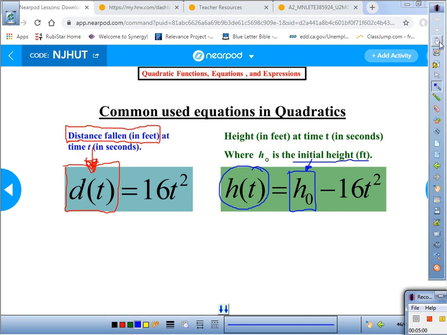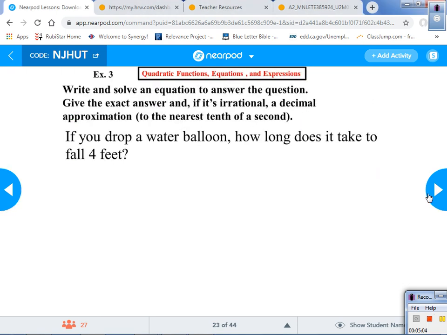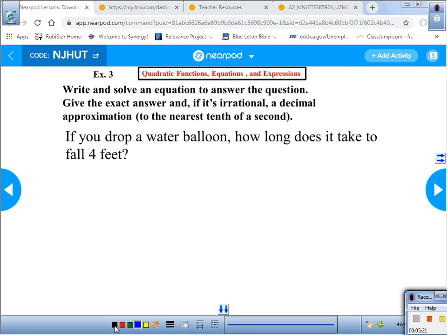All right. So let's see one example. Here it goes, example 3. Write this down. If you drop a water balloon, how long does it take to fall 4 feet? Just copy that. We are solving it, but for right now, just copy this part right here. If you drop a water balloon, how long does it take to fall 4 feet?